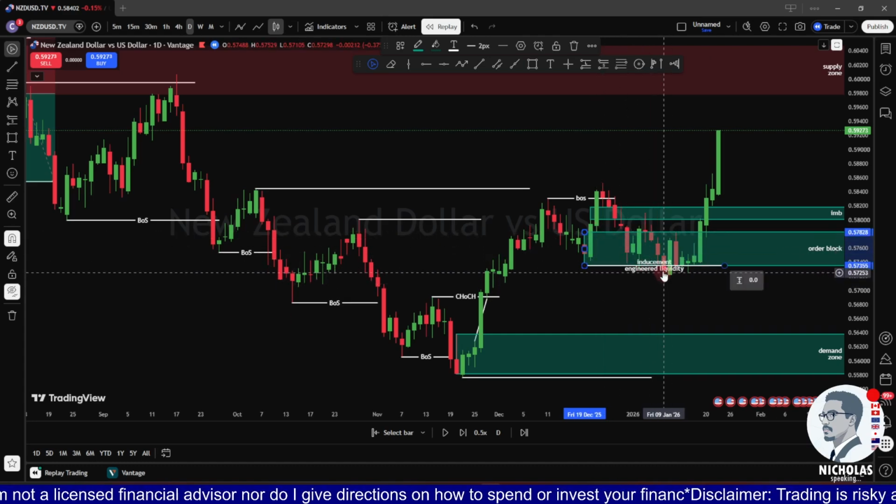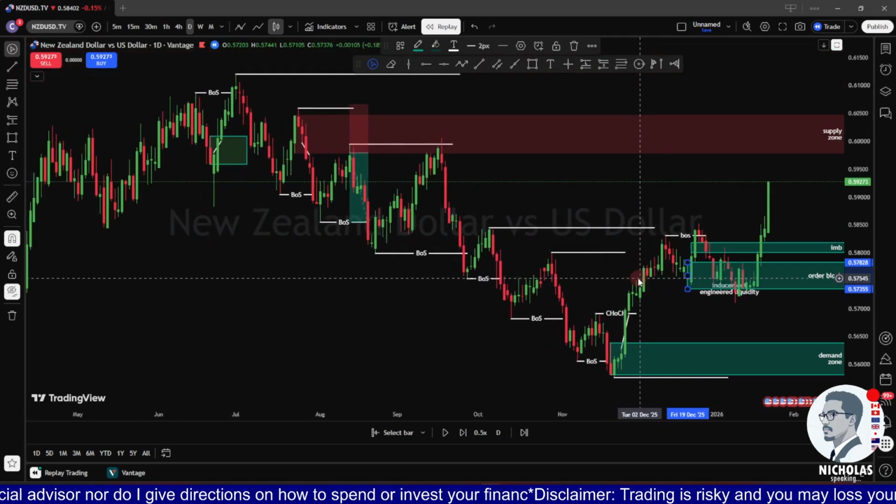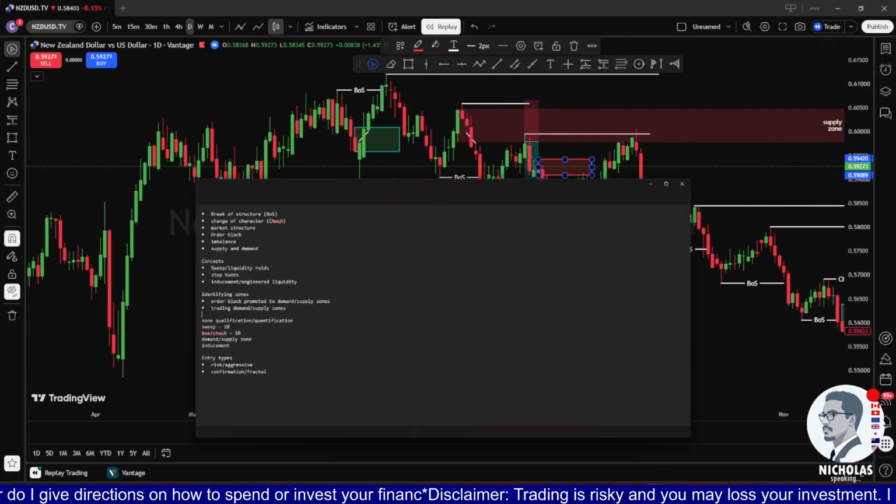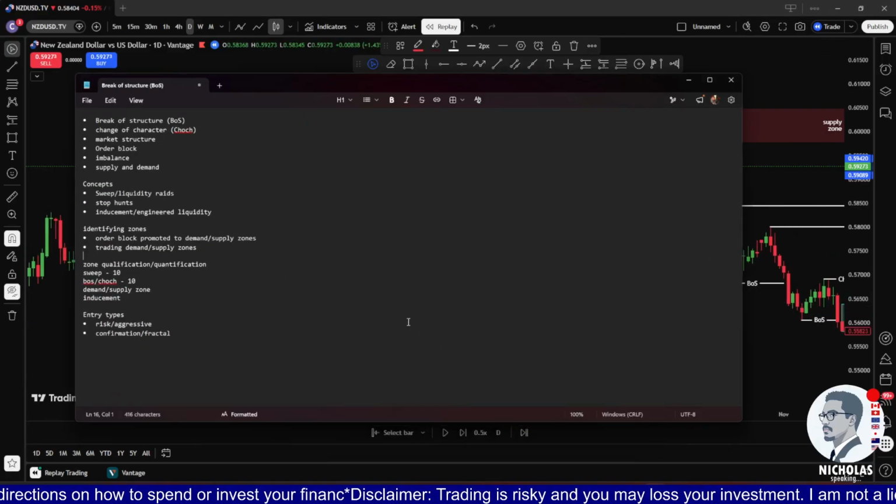Sometimes it fails, which is this. It fails. Sometimes it wins, and most times it wins, sometimes it fails. So that's how you trade supply and demand zones. Moving on to the next thing.